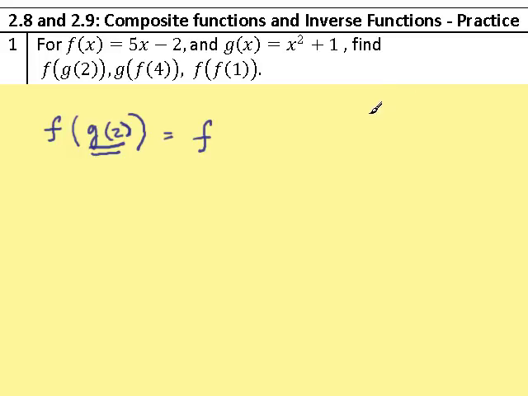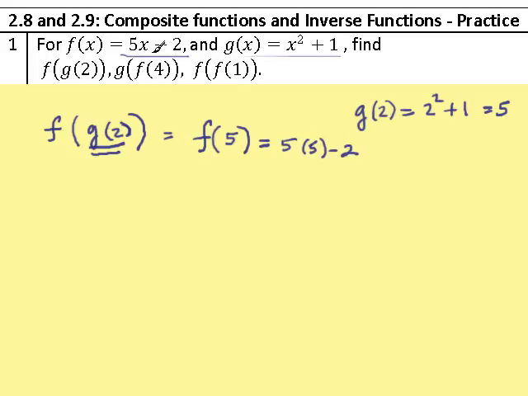So we can maybe do this on the side. g of 2 is equal to, we're just going to substitute in a 2 right here. So g of 2 is equal to 2 squared plus 1, that's 4 plus 1, so that's 5. All right, so f of g of 2 is f of 5. And now we're substituting 5 right here. So that's 5 times 5 minus 2. We put 5 in for x. Okay, so that's 25 subtract 2, and that's 23.